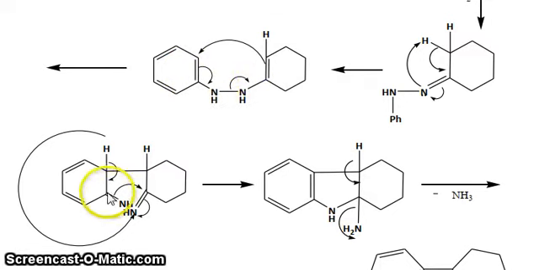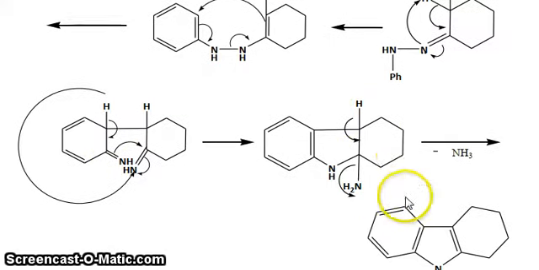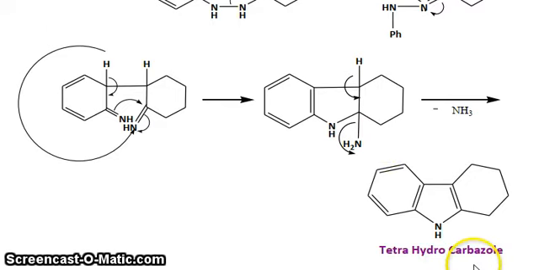So you see the carbon-nitrogen double bond, and again this double bond attacks on this carbon and breaks these carbon-hydrogen bonds, forming these intermediates, and after removing ammonia you see tetrahydrocarbazole.